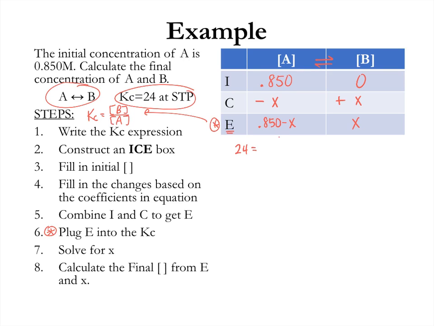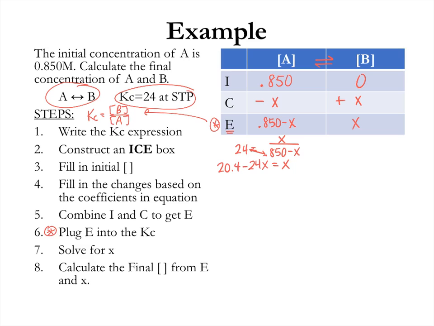We have the concentration of B at equilibrium, which is X, and we have the concentration of A at equilibrium, which is 0.850 minus X. So we're going to cross multiply. Be careful with your algebra here. Don't make silly math errors. So 24 times 0.850 is 20.4, and that's going to be minus 24x, and then that's equal to x.